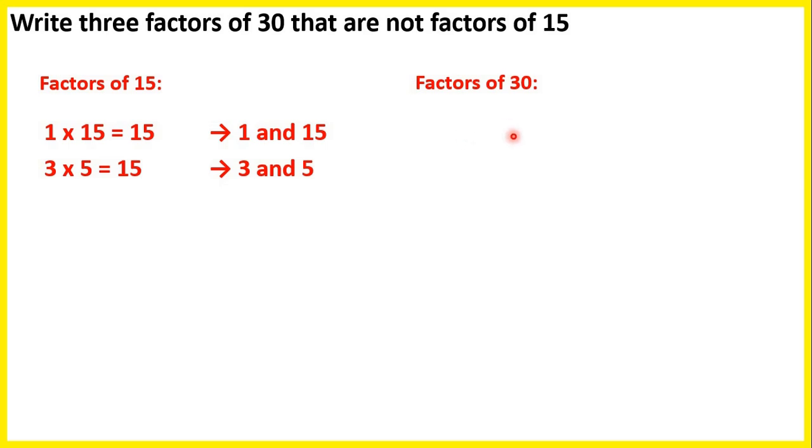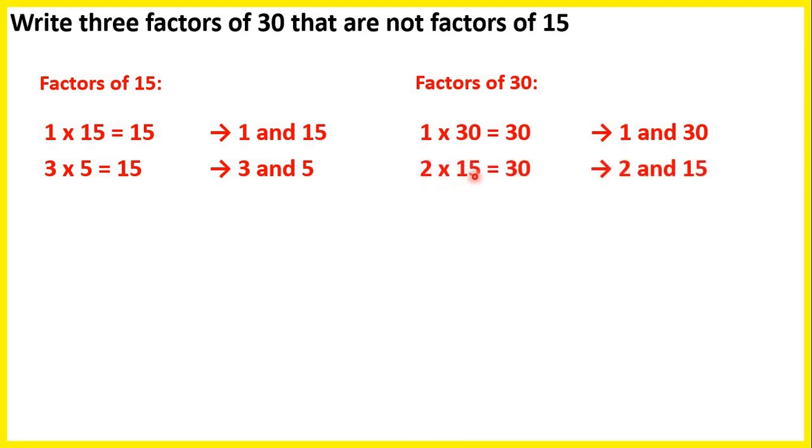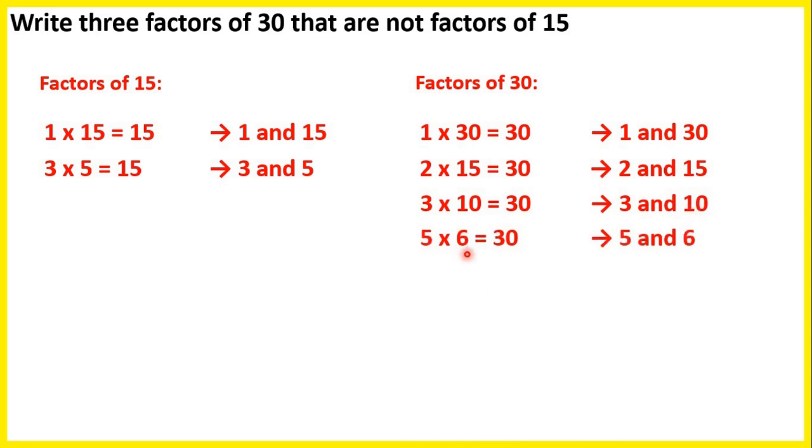So think what times what is 30. We can have 1 and 30. We can have 2 and 15 because 2 times 15 is 30. And the way to work that out is that if we divide 30 by 2, we'll get 15. We can have 3 times 10, so 3 and 10 are factors. Or we could have 5 times 6, so 5 and 6 are factors of 30 as well.